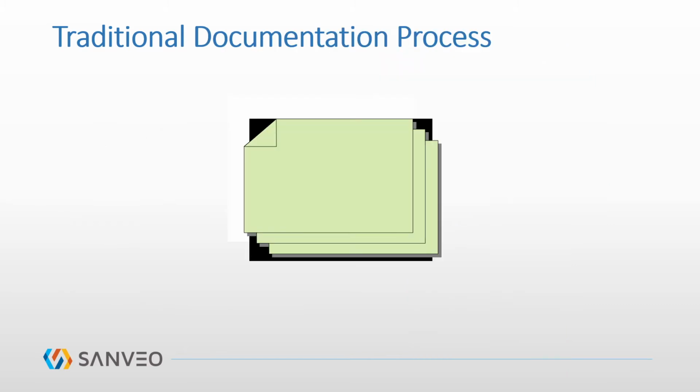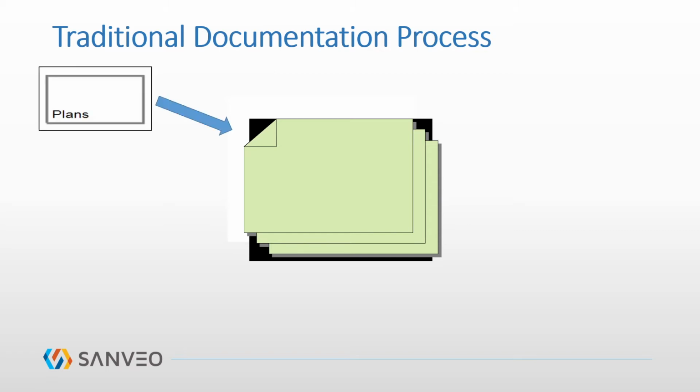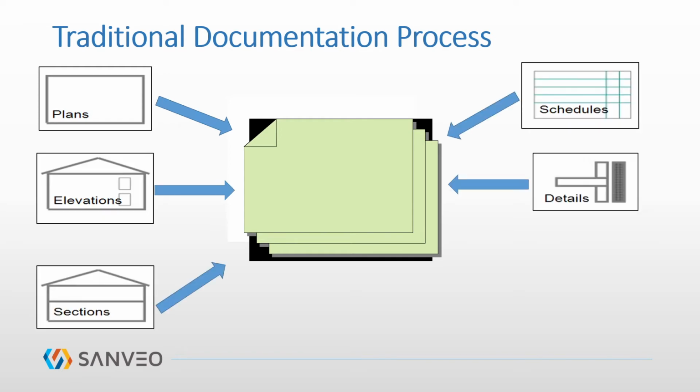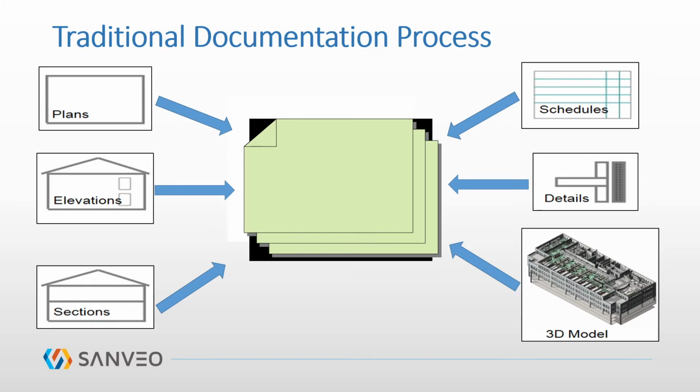The traditional CAD documentation process consists of multiple drawings and drawing types. We have floor plans, elevations, sections, schedules, details, and maybe even a 3D model. All of these drawings are created in separate drawing files, and then they are placed onto sheets. This makes up the final documentation.